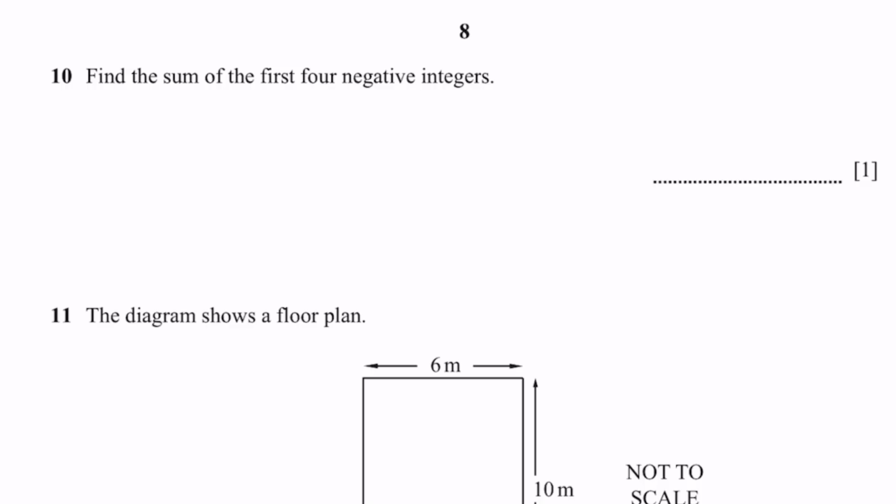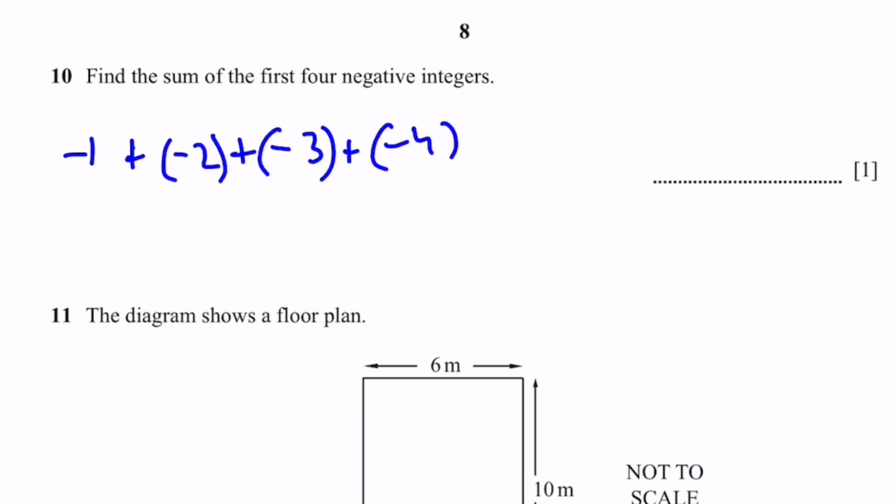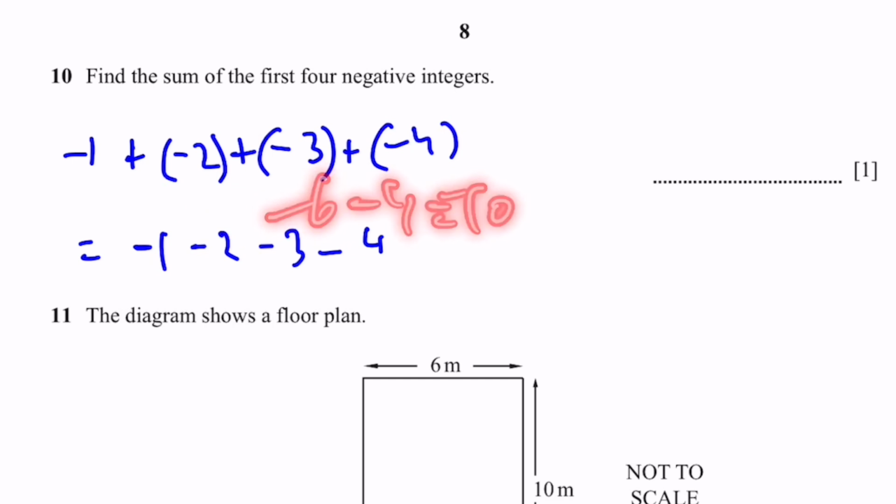Question 10. Find the sum of the first four negative integers. So the first four negative integers are -1, -2, -3, and -4. When we add all of these, we get -10. Why? -1 minus 2 is -3. -3 minus 3 is -6. And -6 minus 4 is -10. Therefore, the answer is -10.